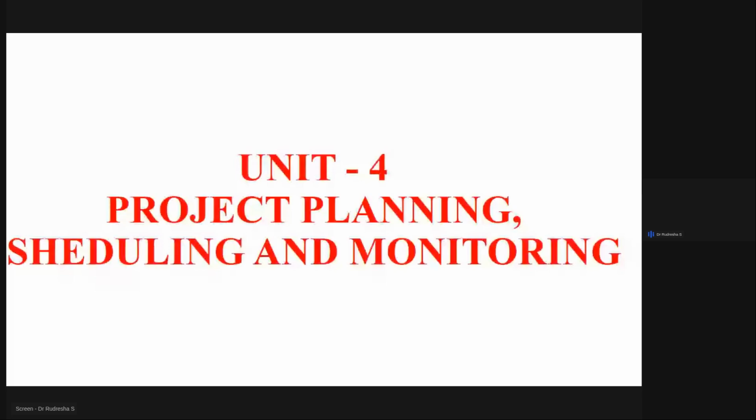Unit 4, Project Planning, Scheduling and Monitoring. There are three kinds of things here: project planning, scheduling and monitoring.